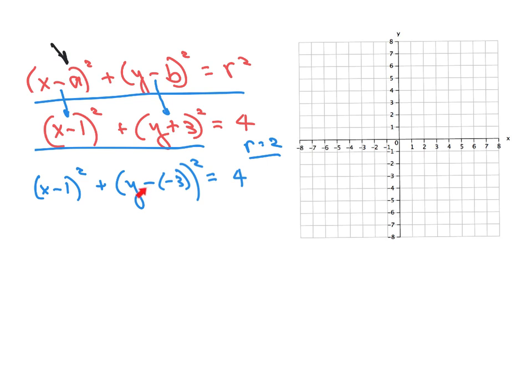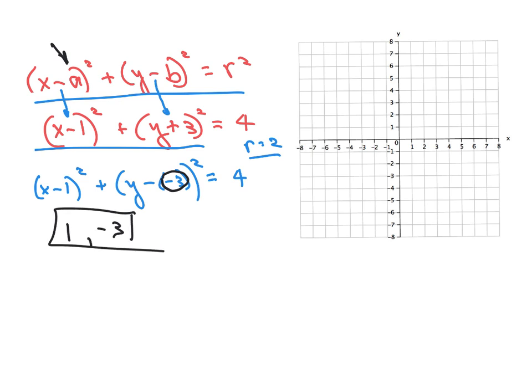Okay, so this is really y plus 3, but this formula says it's got to have a negative here. So in order for it to have a negative, I had to make this a negative. So that gives me a clue of what my center point is. It's going to be whatever a is and whatever b is. Well, a is 1. And b is negative 3.